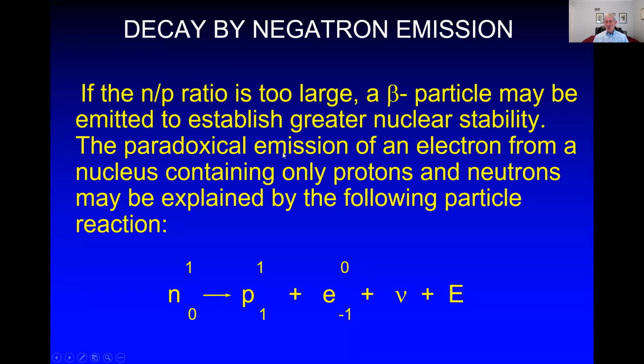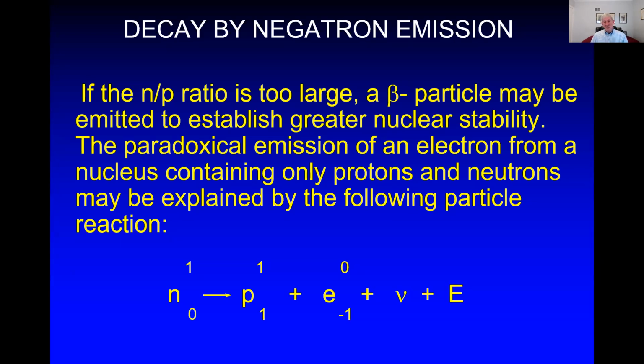Now, here's an interesting question. In the first lecture, I asked you, what's the difference between a beta minus particle and an ordinary electron? Physically, they're the same thing. Beta particle is an electron. The only difference is that a beta minus particle is an electron emitted by a nucleus, whereas an electron can only be emitted from an outer orbital.